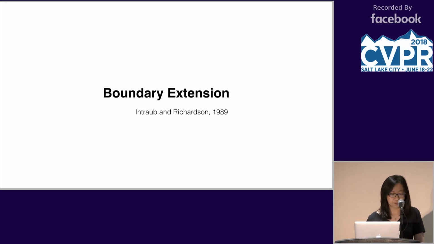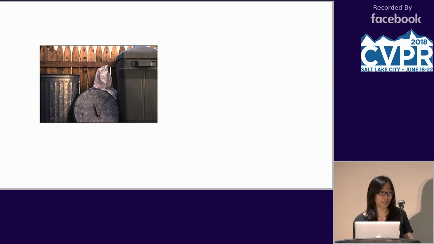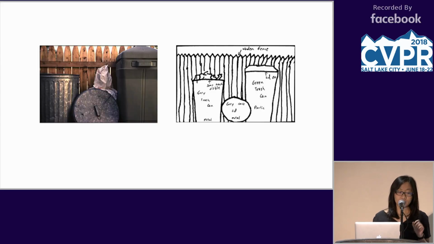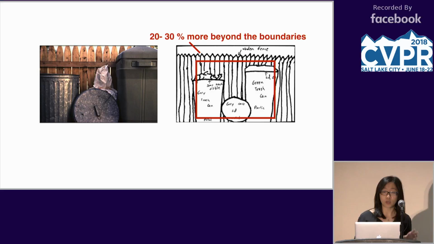In this experiment, a subject is shown a picture like this for a few seconds. And then the picture is taken away, and the subject is asked to redraw the picture from their memory. And this is a typical result you can get from the subject. So at first, it looks pretty reasonable. But once you start to compare this drawing to the original picture, you will suddenly realize that the subject actually always draws 20 to 30% more beyond the boundary of the original image.